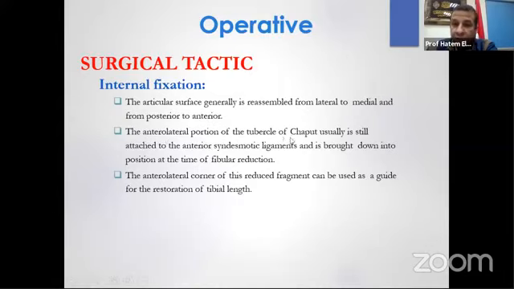The anterolateral portion of the tubercle of Chaput usually is still attached to the anterior syndesmotic ligament and is brought down into position at the time of fibular reduction. Once the fibular fracture is reduced and fixed with a one-third tubular plate, the anterolateral fragment regains its position. The anterolateral corner of this reduced fragment can be used as a guide for the restoration of the tibial plafond.